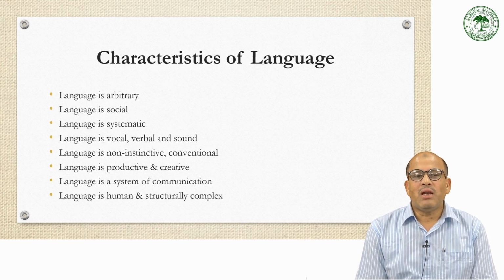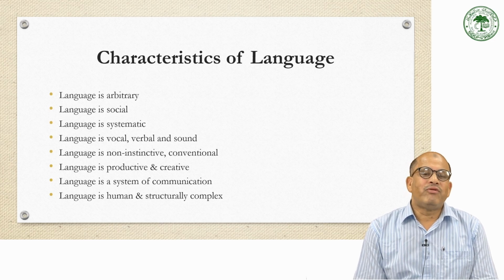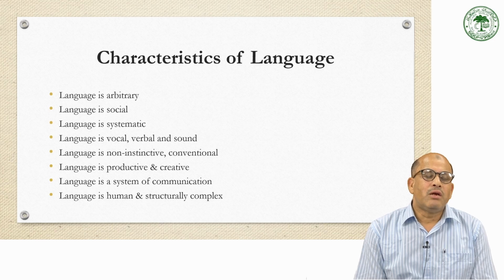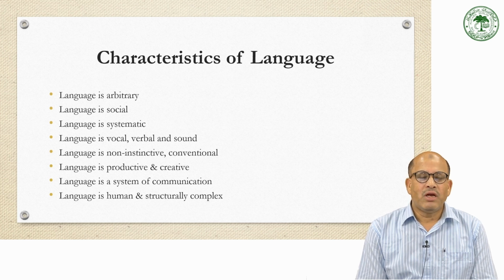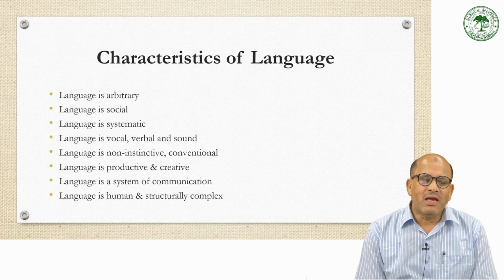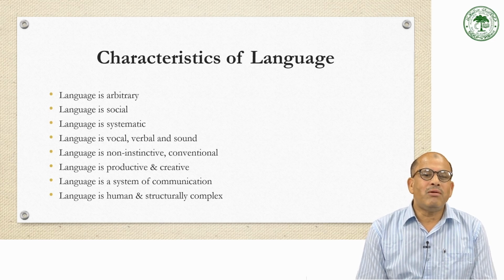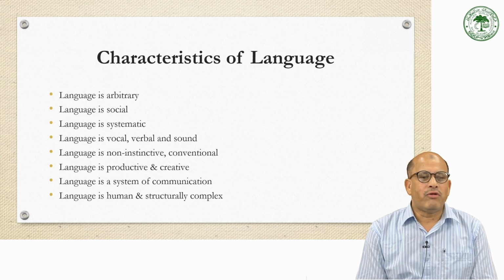Language is vocal, verbal, and sounds. We know vocal, we know verbal, we know sounds, like language is being spoken to make others hear and understand the meaning of the sentences. Language is non-instinctive, conventional. Non-instinctive means we cannot randomly put anything for any personal object. It is always non-instinctive and conventional.